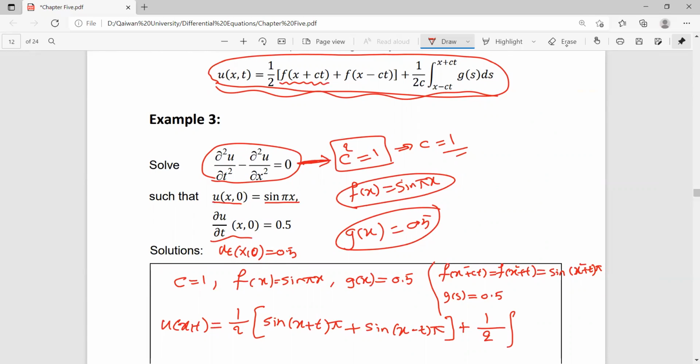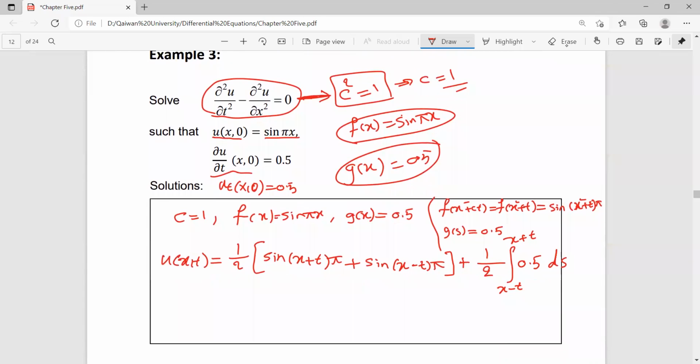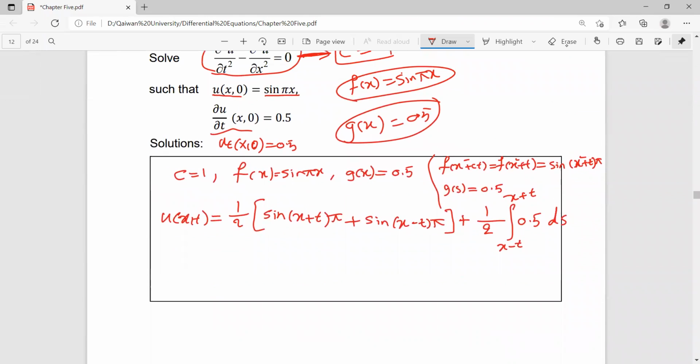From x minus ct, as c is 1, we say x minus t to x plus t, for g of s. G of s is 0.5 ds. Now we are going to find that integration. First, let's write down the bracket the same.